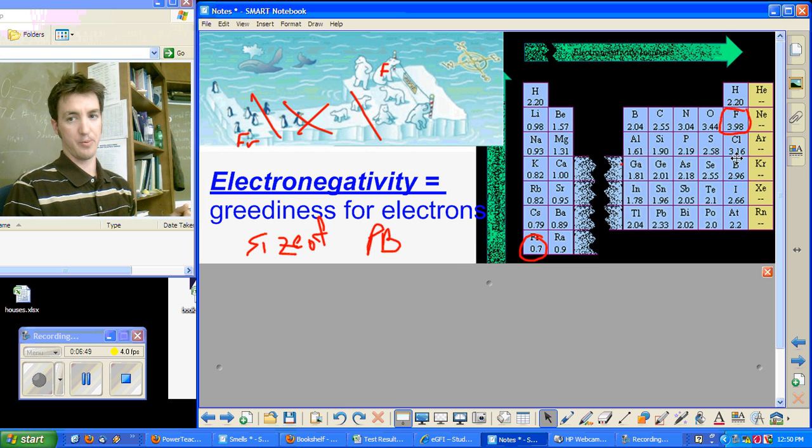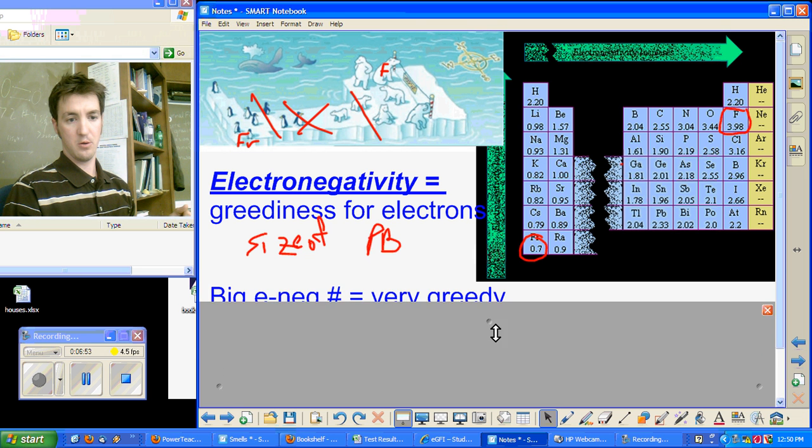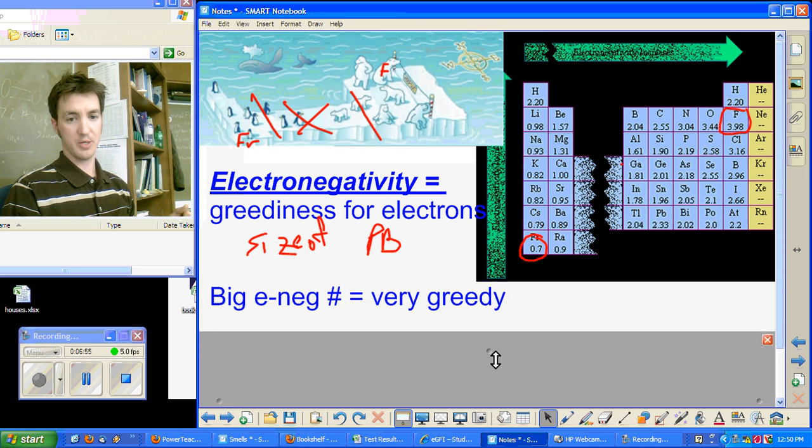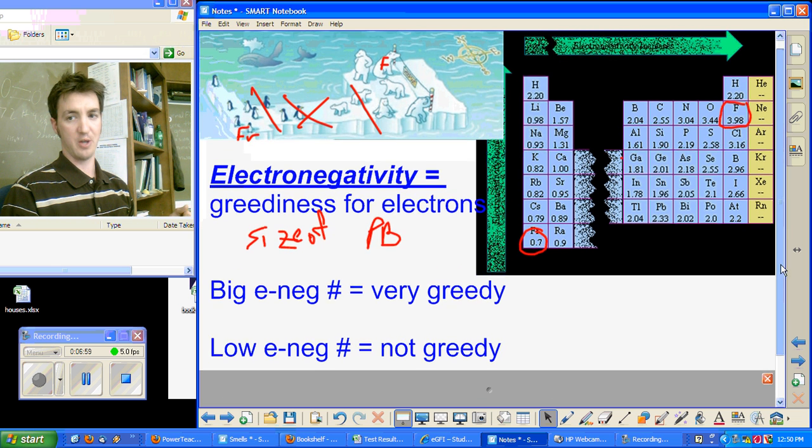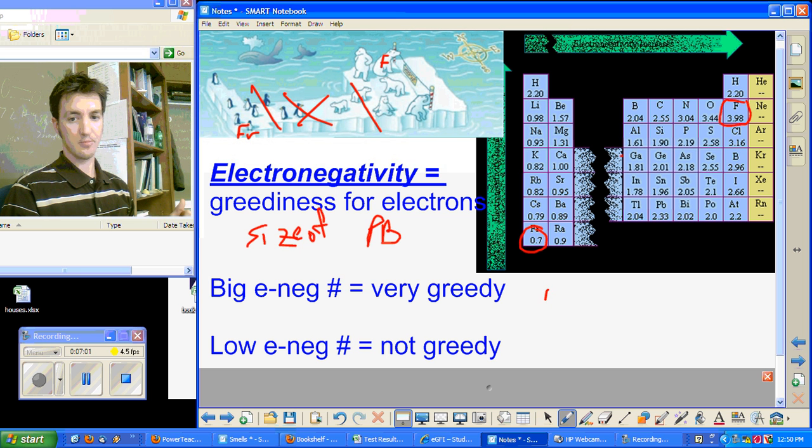Because all we really care about are the ones on this end and the ones on the other end. So a big electronegativity means it's very greedy. A little electronegativity number means it's not very greedy. That's your penguin.